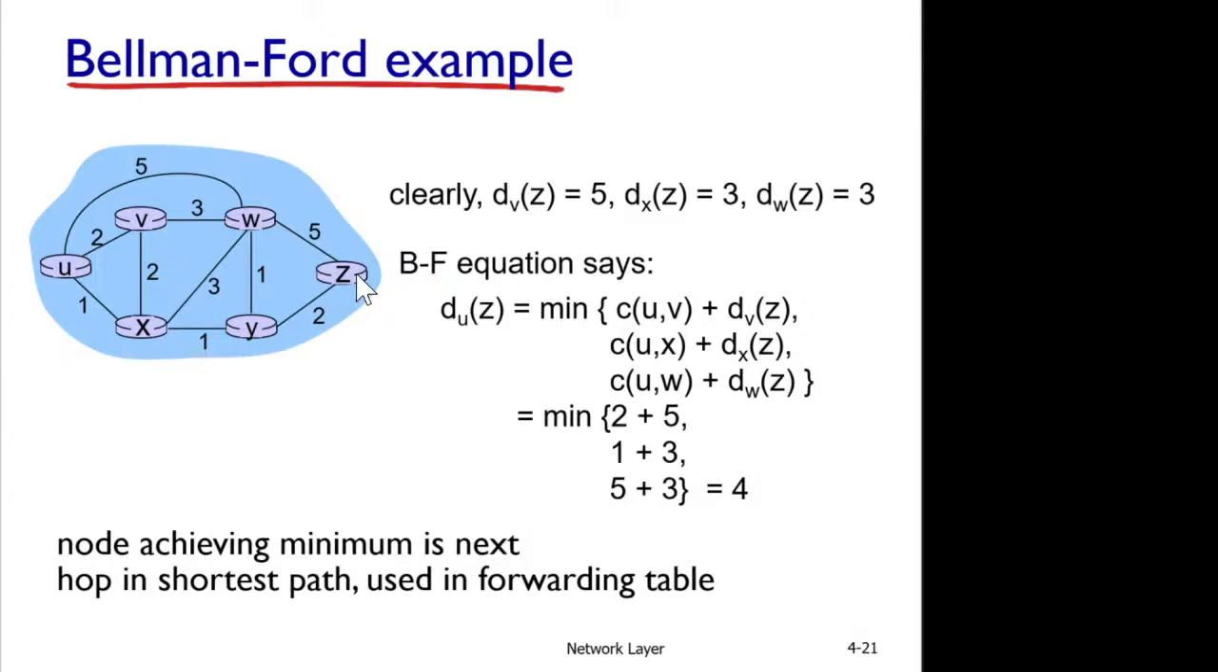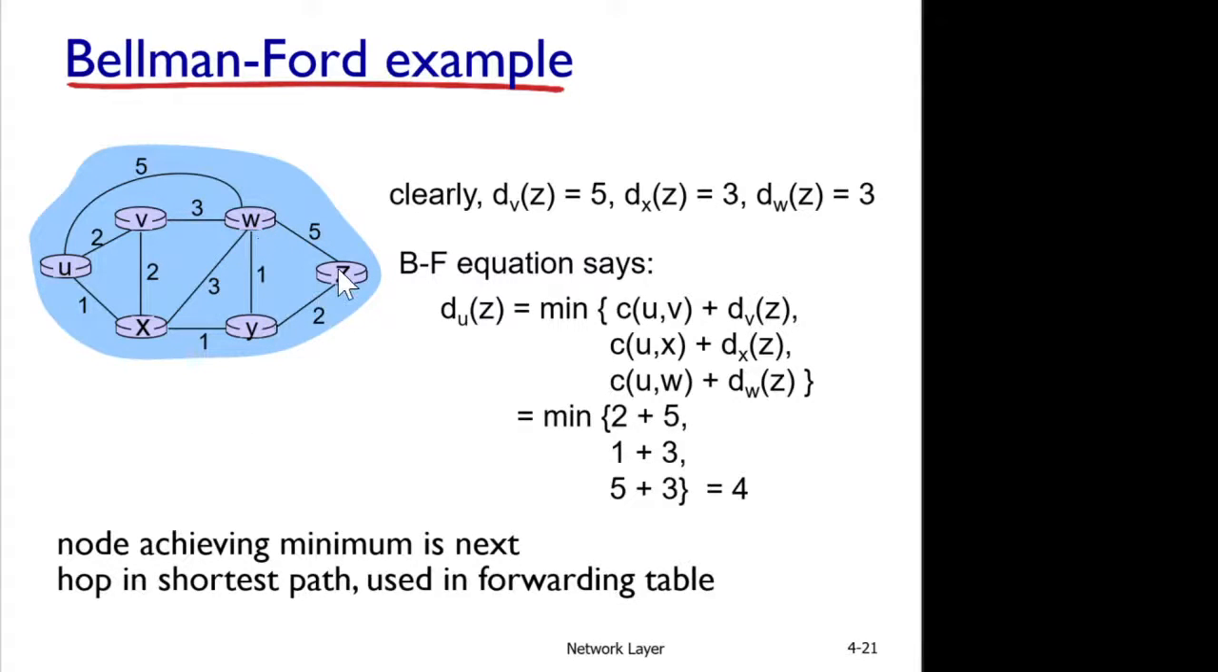Similarly, to go from X to Z would be just 3 here, 1 plus 2. So we go via Y. So that's fairly easy to calculate. Similarly, to get from W to Z, so our third node here, W, to get to Z is just 1, 2, right?